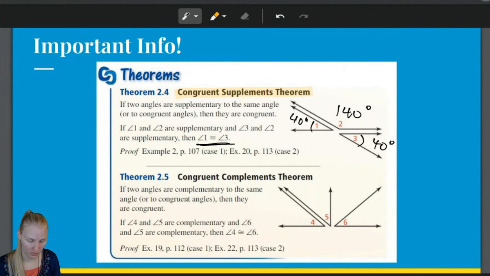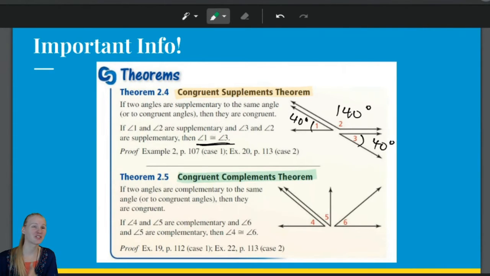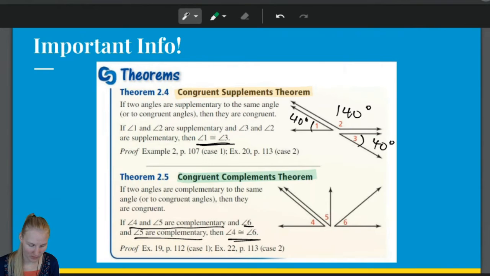Okay. The congruent complements theorem says the same thing. Surprise. It says the same thing, but now we're talking about complementary angles instead of supplementary angles. So, if two angles are complementary to the same angle, then they are congruent. So if angle 4 and angle 5 are complementary, and angle 6 and angle 5 are complementary, then angle 4 is congruent to angle 6. And this is because, notice, 4 and 5, 6 and 5, then 4 and 6. Again, it seems like the transitive property. It's not quite the transitive property, but it's similar.